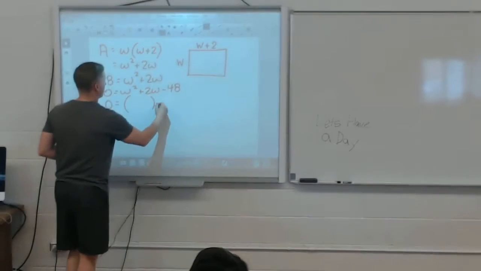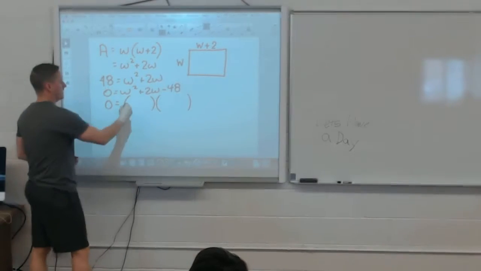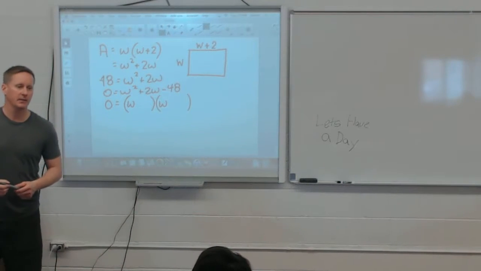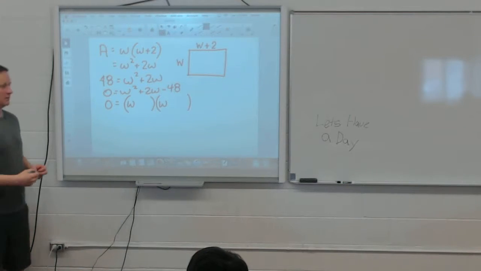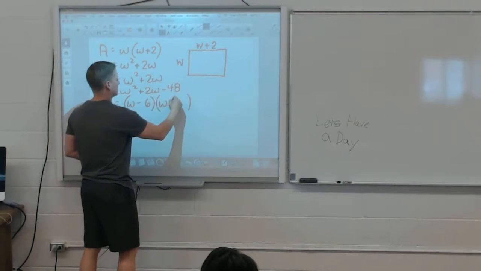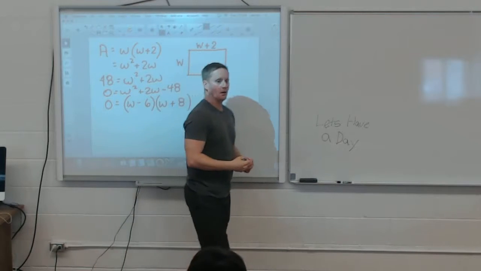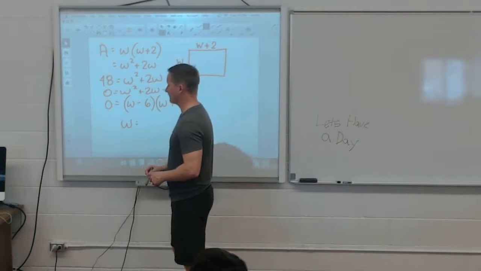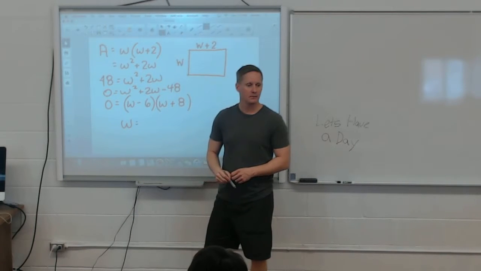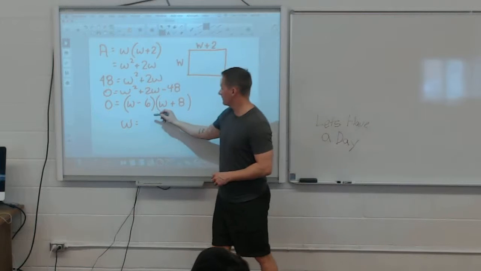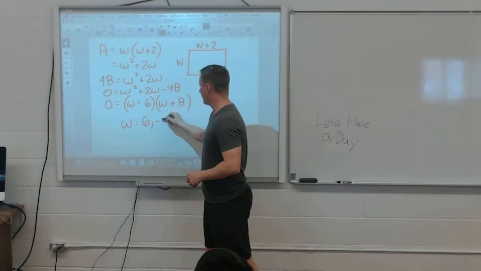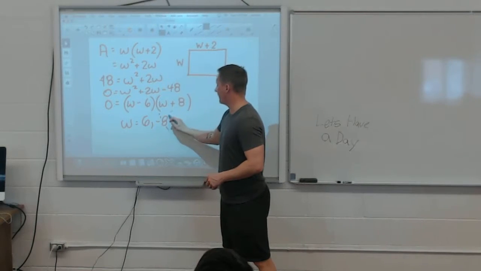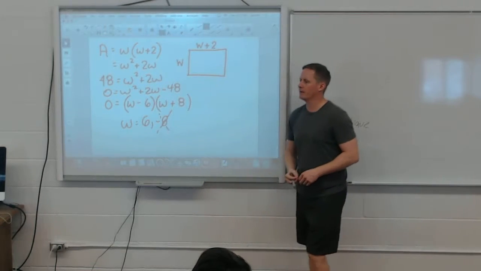So I've got two sets of brackets now. W and W. What are the factors of negative 48 that add to give me 2? Negative 6 and plus 8. Yeah, very good. Negative 6 and plus 8. Okay. So now, what does my W equal? 6 and negative 8. Can my width be a negative number? So that's not a possible value.